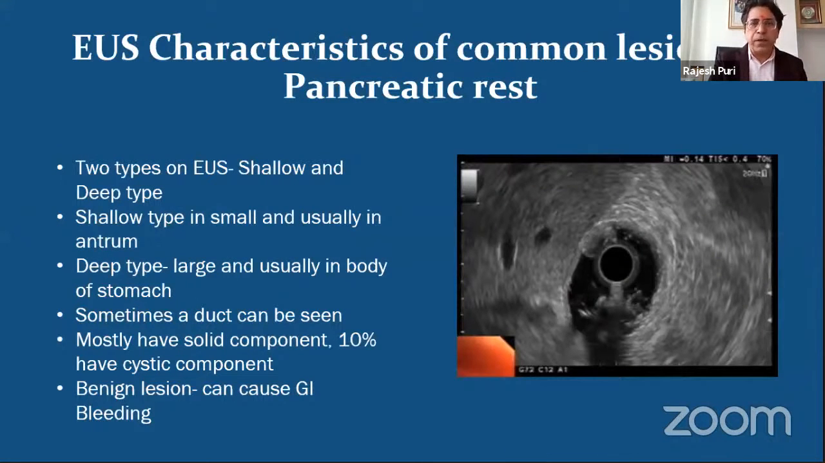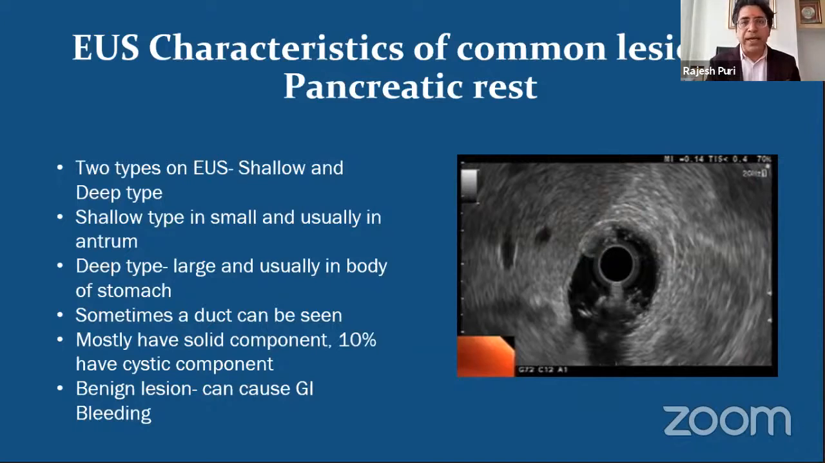Pancreatic rest is generally commonly found in the stomach, but they can be found in the duodenum. This is one of the cases where the pancreatic rest was in the duodenum, but commonly they are present in the pyloric antrum or the mid-body. There are two types of pancreatic rest, the shallow type and the deep type. Shallow type, they are generally small. They are present in the pyloric antrum and they don't require much follow-up, but yes, they can present as a bleed. The deep type, they are larger, usually seen in the body of the stomach. You might see the duct.